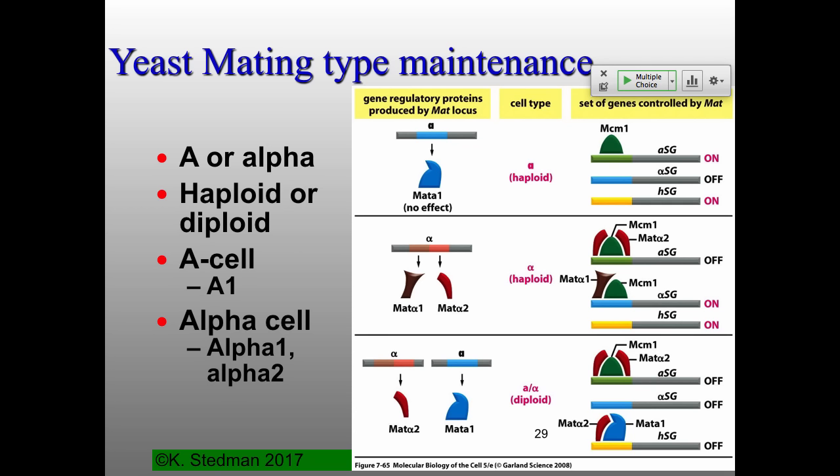And there are multiple other genes as well. So it's just three genes that are going to control all of your A-specific genes, your alpha-specific genes, and your haploid-specific genes in combination with one cellular gene.